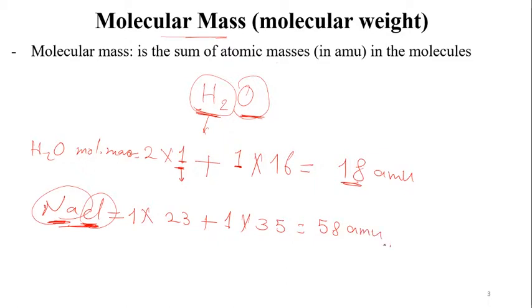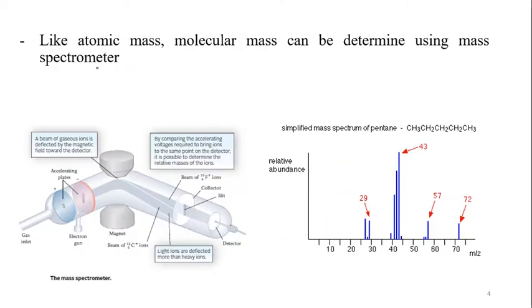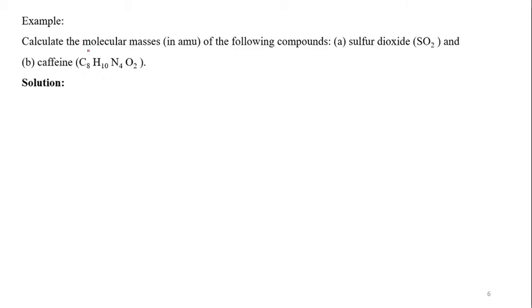I can use a spectrometer to detect the molecular mass of any compound. Like we see here, this is a schematic for a mass spectrometer, where lighter ions would be deflected more than the heavier ions, and from my chart I can detect the molecular mass of the compound. Now let's go back and calculate some molecular masses for some compounds.